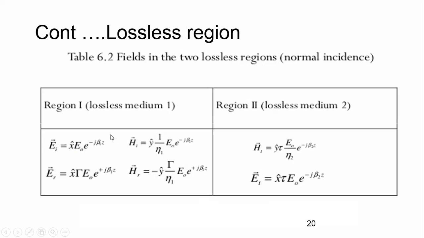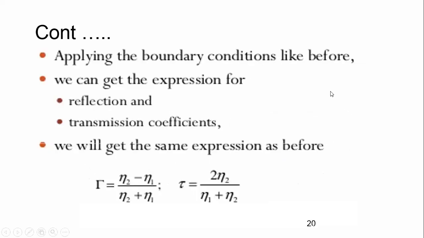See here the difference. In the previous cases, we wrote the expressions for ET and HT, that is the transmitted fields. But here in the lossless case, we have written the incident electric field and incident magnetic field along with the reflected wave, whereas in the other case, region 2, HT and ET are there. See the difference, how they are vice versa to each other. So in this way, if you write in tabular form, you can easily compare region 1 and region 2.